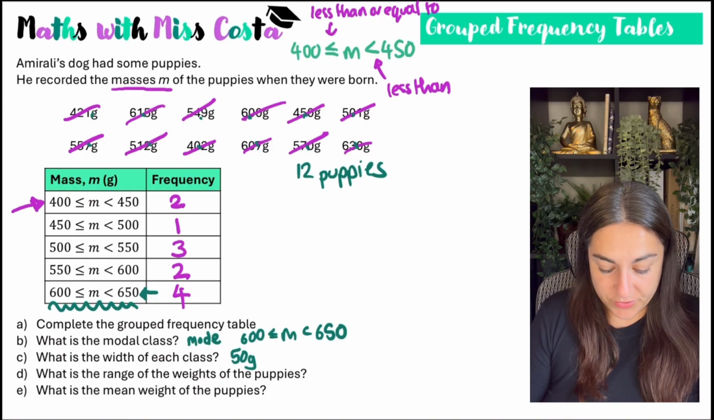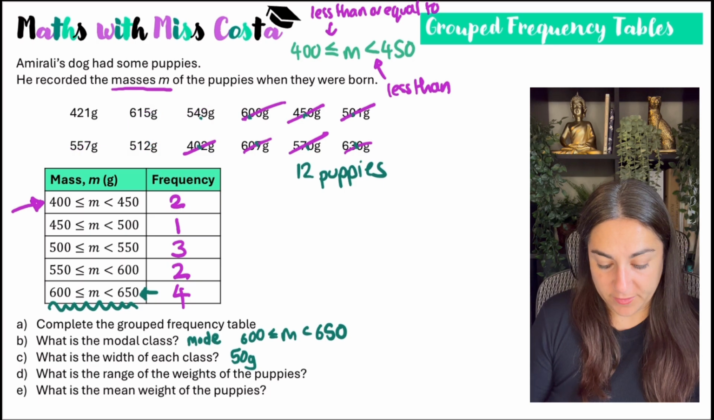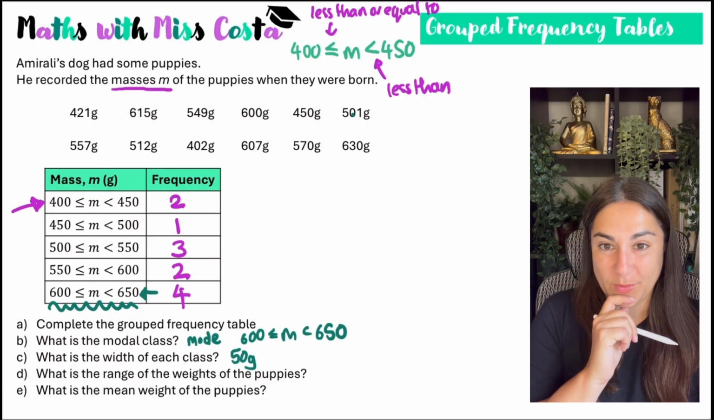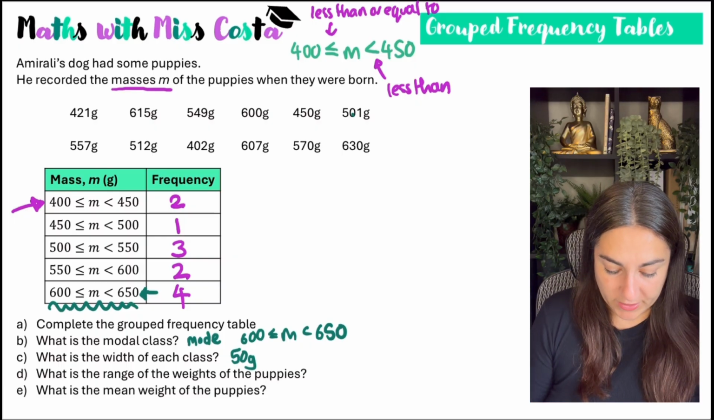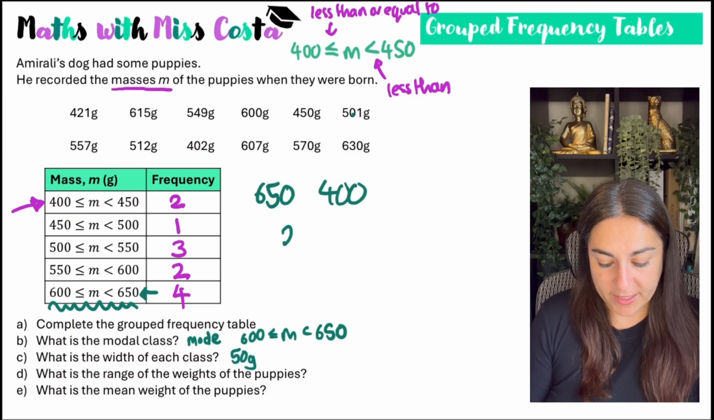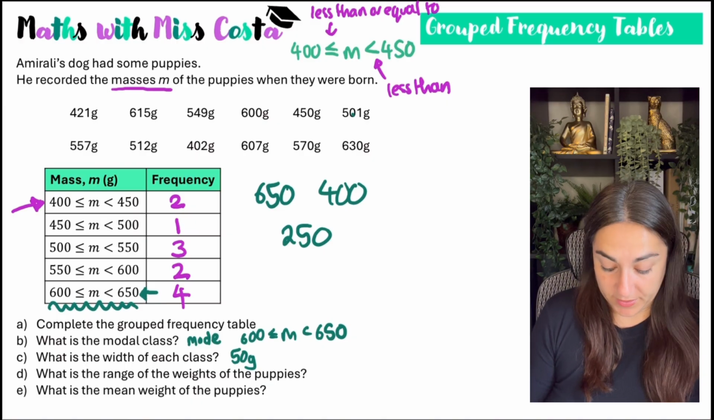What is the range of the weights of the puppies? So basically, what is the range of their weights? And to do that, we're going to need to find, well, this is a bit of a nasty question, because if it was using the grouped frequency table, we'd say, well, the highest value it could be is 650, the lowest is 400, so the range would be 250. But because I've got the data, you're going to use the raw data.